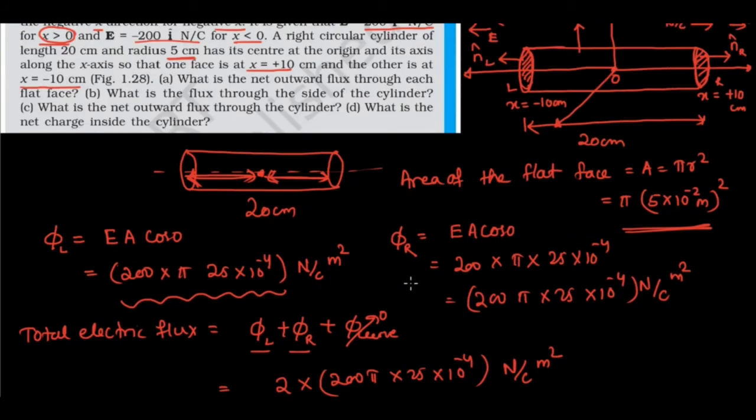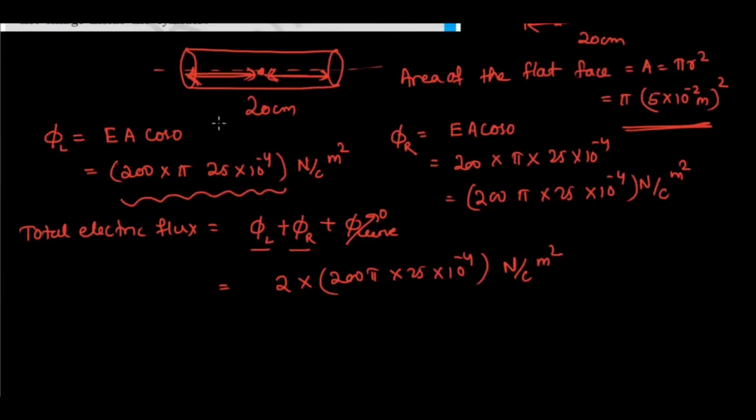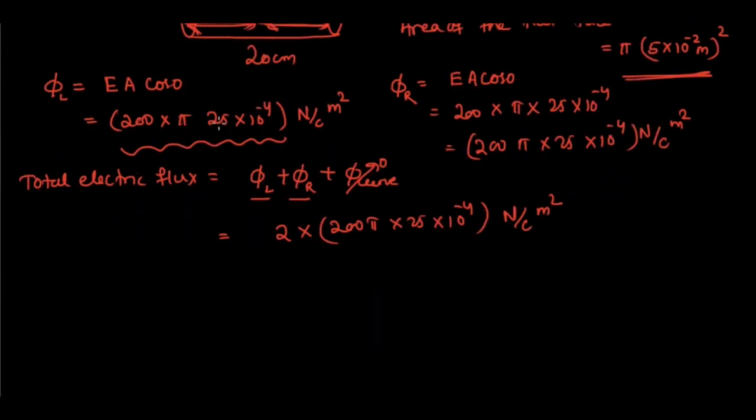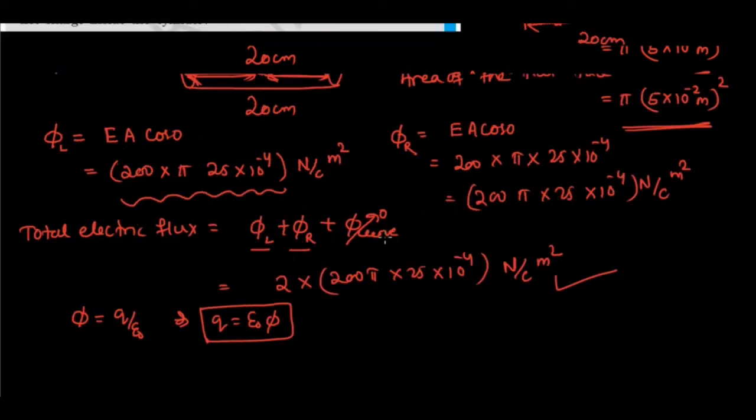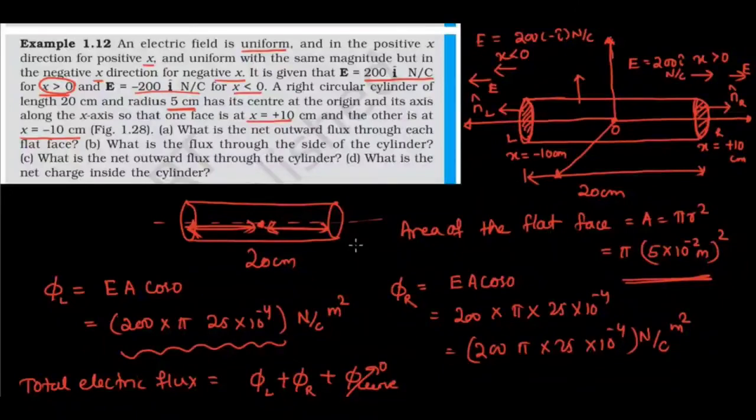Now you have to find what is the net charge inside the cylinder. So after calculating what is the total electric flux, you can use the formula phi equal to q by epsilon naught. That implies q equal to epsilon naught into phi. So first you have to calculate what is the total electric flux, put the value of pi here and do all the calculations, simplify it, you will get electric flux, and then multiply epsilon naught with the electric flux to get the amount of charge enclosed by this cylinder. Is that clear? So in this way you can solve this question.